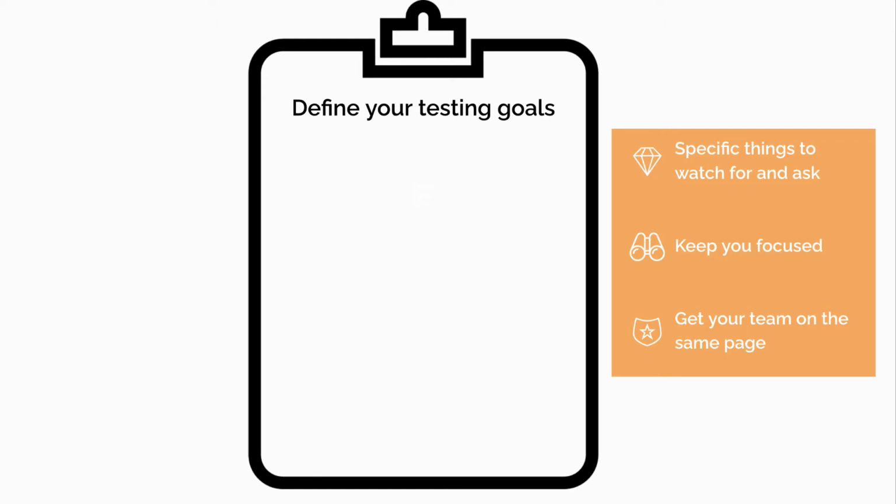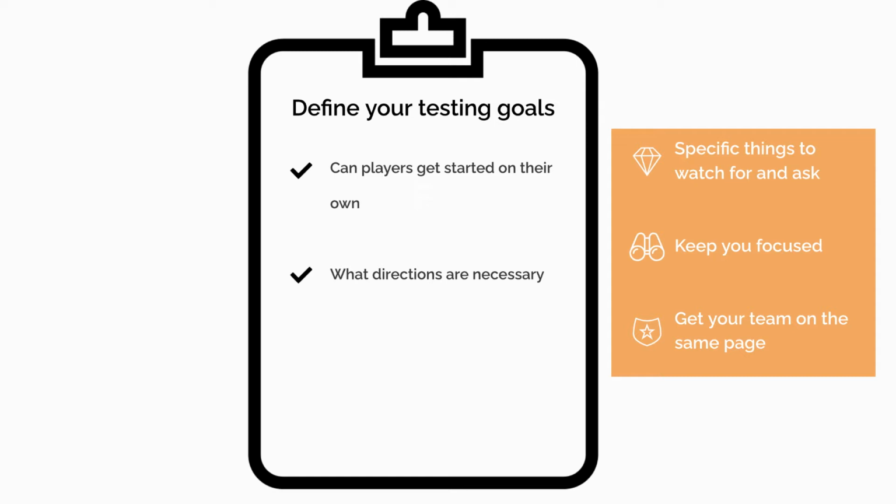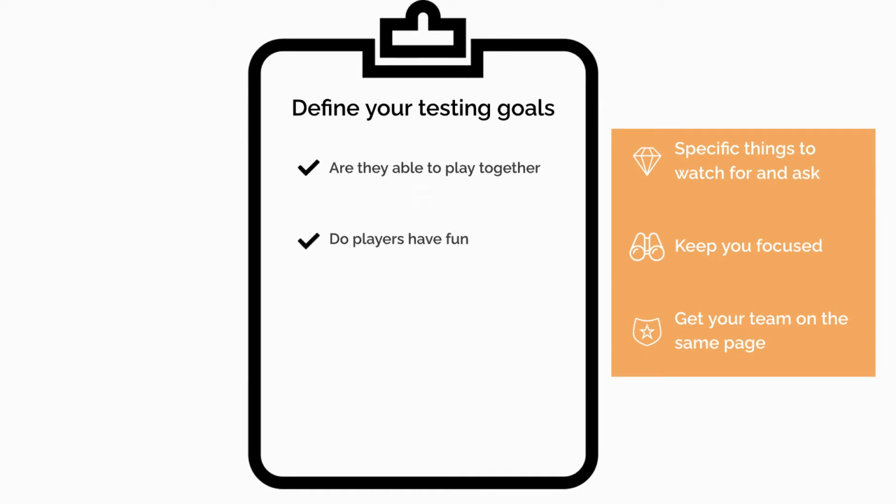Some good testing goals examples here that you can get started with include learning whether your players can get started playing the game on their own. And if not, identify what directions are necessary to get them started. And learn what players intuitively try to do in the game. And for social or multiplayer games, a goal could be to see if they are able to play together. And discover if players have fun or enjoy themselves while playing the game. You're also going to want to define any goals that are specific to your unique game and interactions.